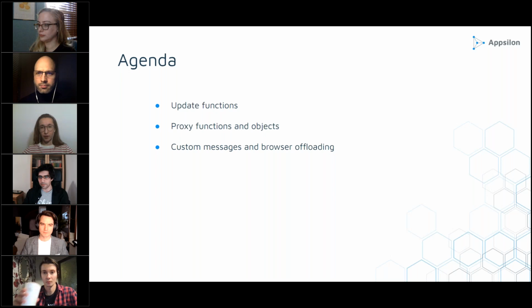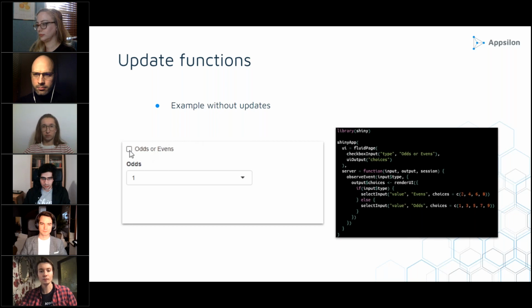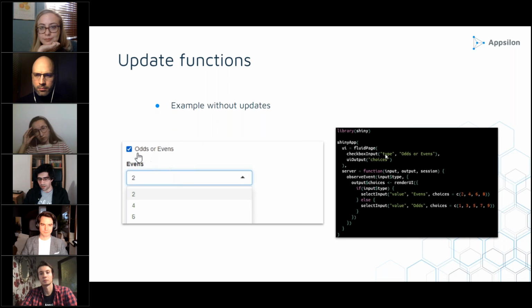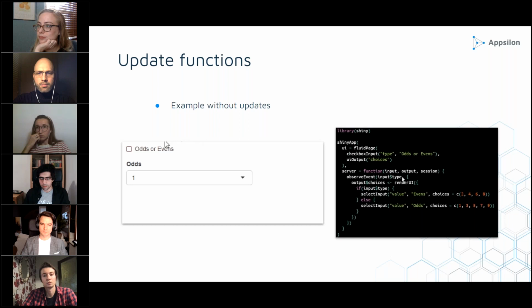So update functions. What are update functions? Update functions are very simple functions that let you update existing Shiny widgets. The important thing here is that base Shiny has these, but it's very possible that you're not always using them. As an example, we have here a very simple Shiny application that has just a checkbox and a dropdown. You can see that in our UI, we define a checkbox and we define a UI output. And then in our server, we simply observe that checkbox and we change our select input label and values depending on the state of the checkbox. This feels very standard. This is simple. This is something that you probably did quite a lot of times already.